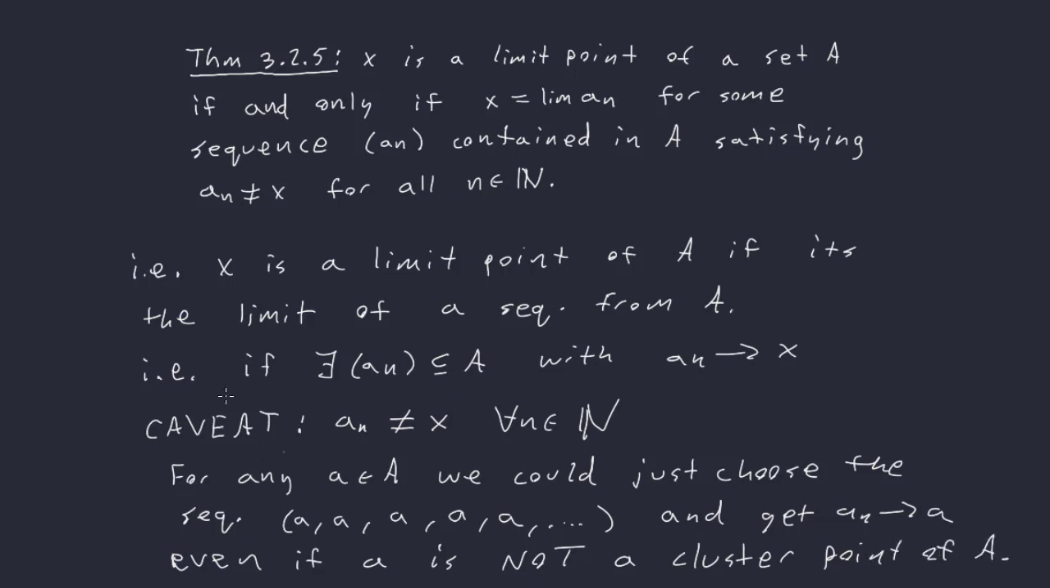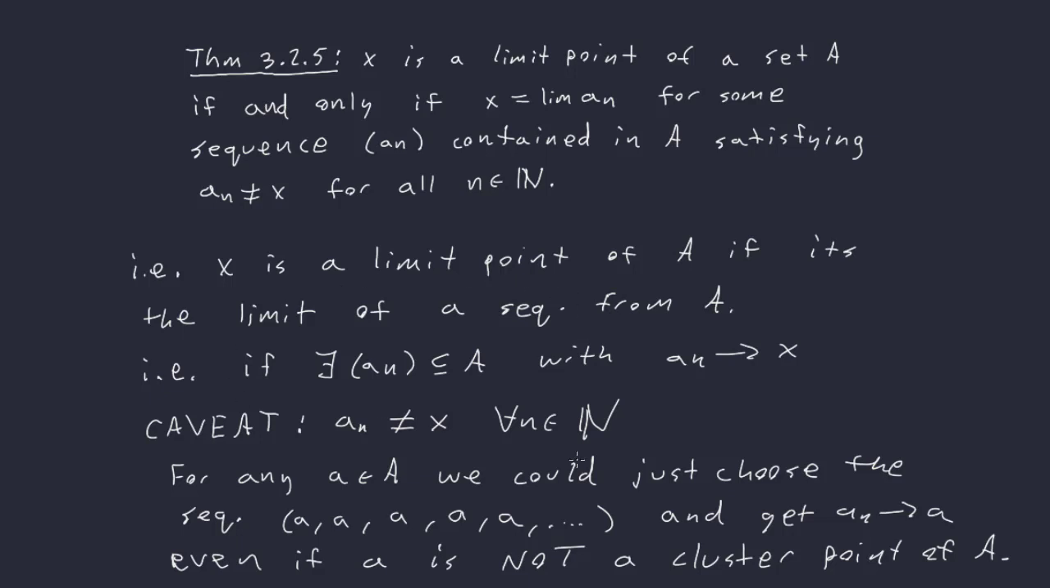Okay, and this is also related to the fact that when x is a limit point of A, every epsilon neighborhood intersects the set with an element other than x. But if you just ignore this possibility here of having a sequence of just all x's or all a's, what this is saying is that basically x is a limit point if there's a sequence in the set that converges to it, i.e. if it's the limit of a sequence from the set. Okay, so let's go about proving this.